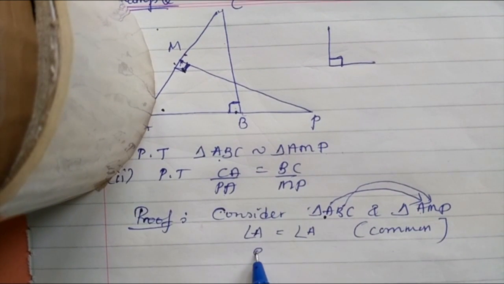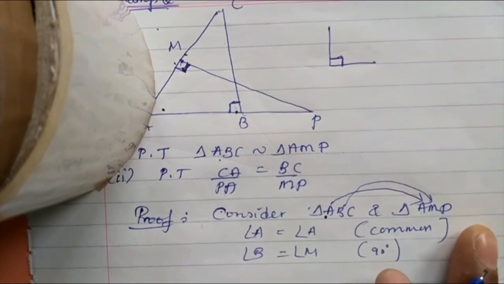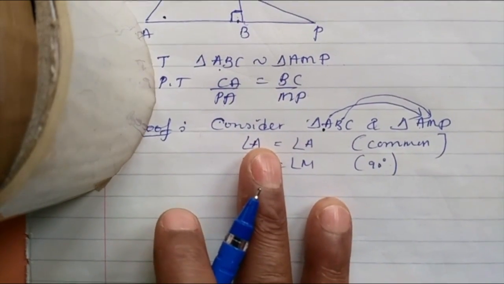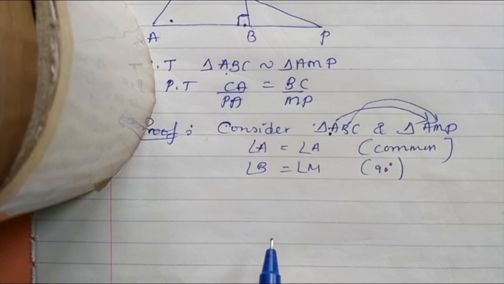So we can write angle B of the first triangle and angle M of the second triangle, both are perpendiculars, 90 degrees, or altitudes, any one reason, right? Altitude, perpendicular are 90 degrees. That's it. Two pairs of angles in the triangles are proved equal.